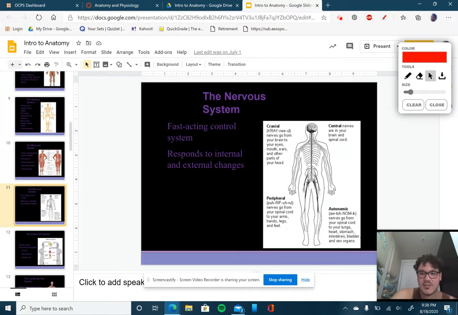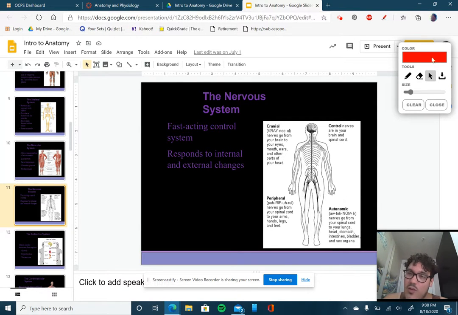Next, we got the nervous system. The nervous system is all about fast acting. Now, don't believe that the nervous system is really easy just because you see a short slide like this. The nervous system is this incredibly fast control system. How fast are we talking about? It controls things and makes decisions at a speed of what we call milliseconds.